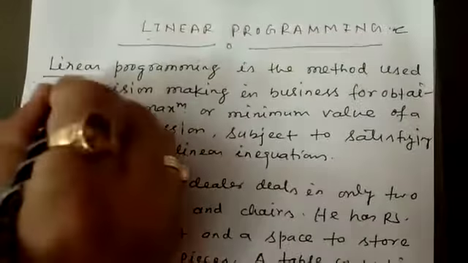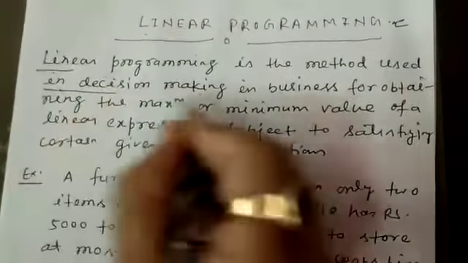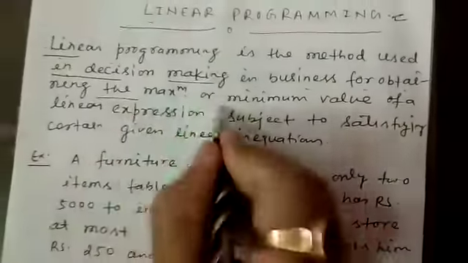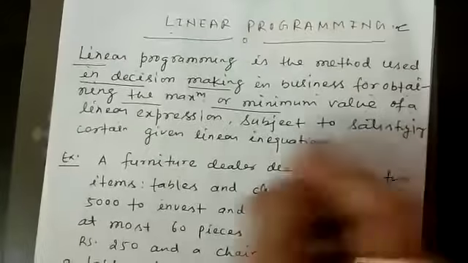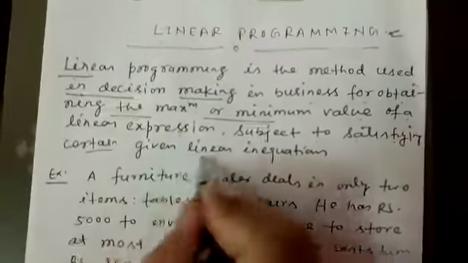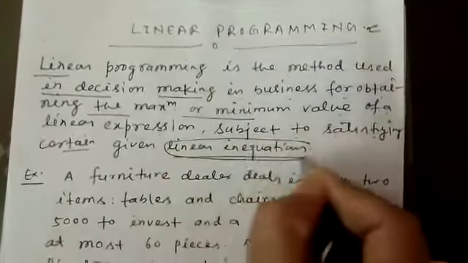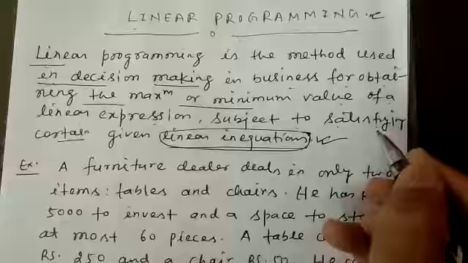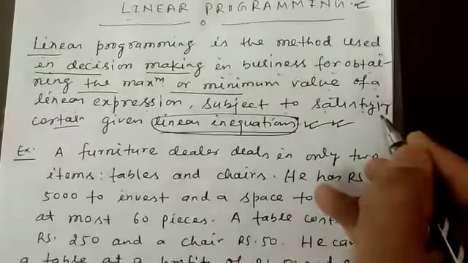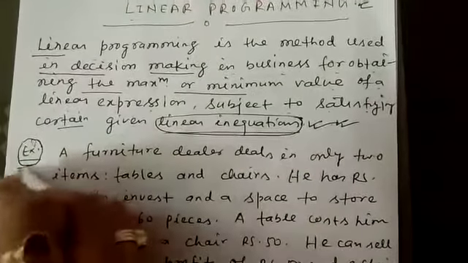What is linear programming? Linear programming is the method used in decision making in business for obtaining the maximum or minimum value of a linear expression, subject to satisfying certain given linear inequations. In class 11th, you all know about linear inequalities. So in linear programming, we discuss the problems and their graphs. So first take an example.